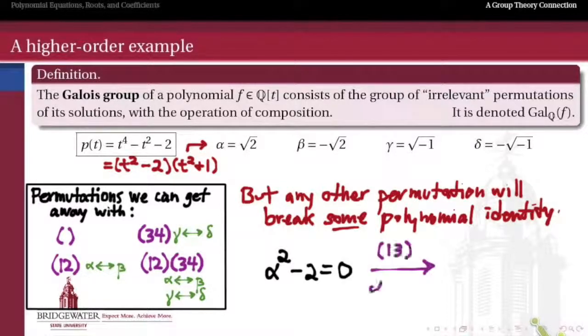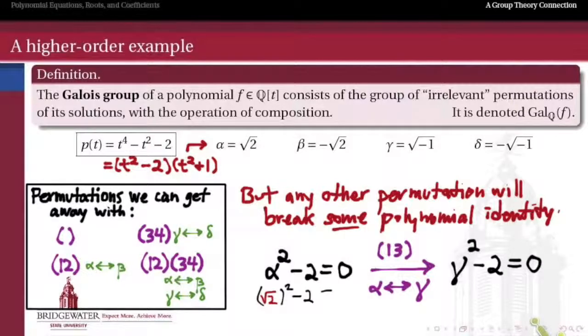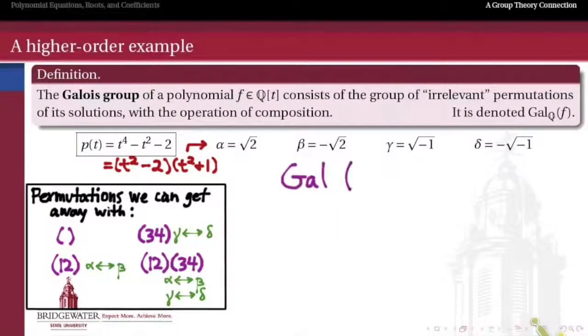And now let's suppose I try the permutation (1 3), which is going to have the effect of swapping alpha with gamma, so square root of 2 with square root of -1. We get the equation gamma squared minus 2 equals 0. Well, the first equation is satisfied, but the second equation, where gamma is the square root of -1, is not satisfied. So the transposition (1 3), somebody will notice, namely the polynomial alpha squared minus 2 is going to notice when I swap 1 with 3. So (1 3) is not going to be an element of our Galois group.